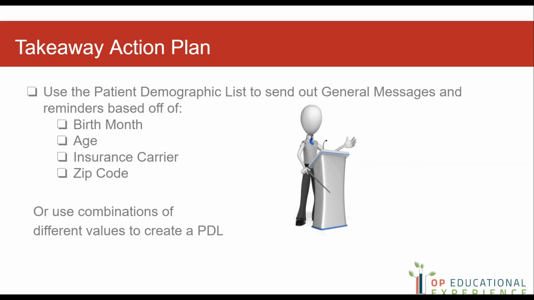A few takeaways from our first scenario. We can now use the PDL to create lists of patients for any of the sortable fields. We can make lists based off of a patient's birth month, age, insurance carrier, or zip code. These are just a few examples. Or we could use combinations of different values to create PDLs that you can use to reach certain populations within your patient base.